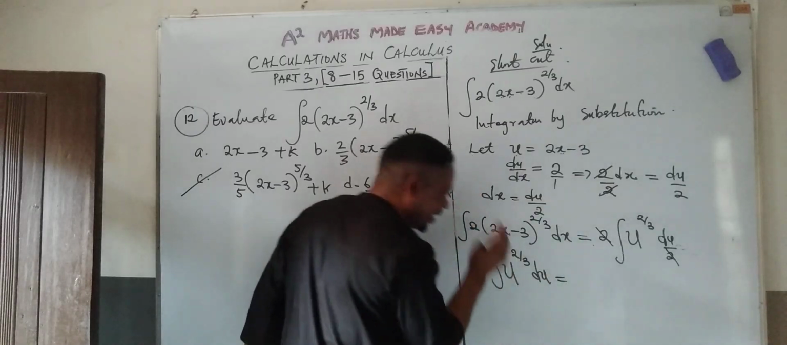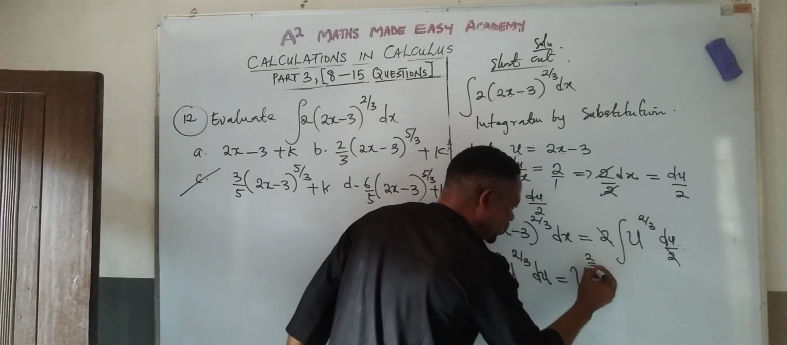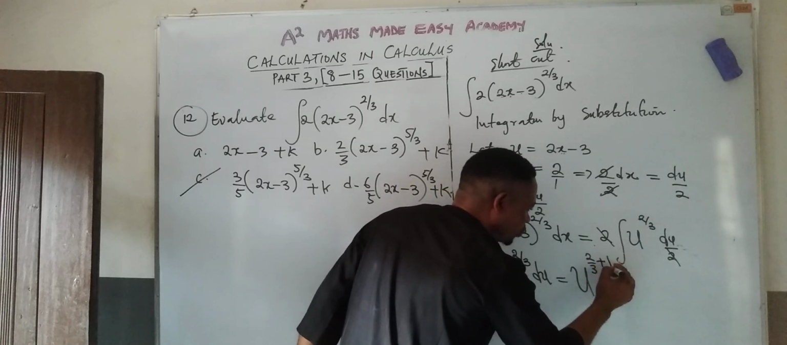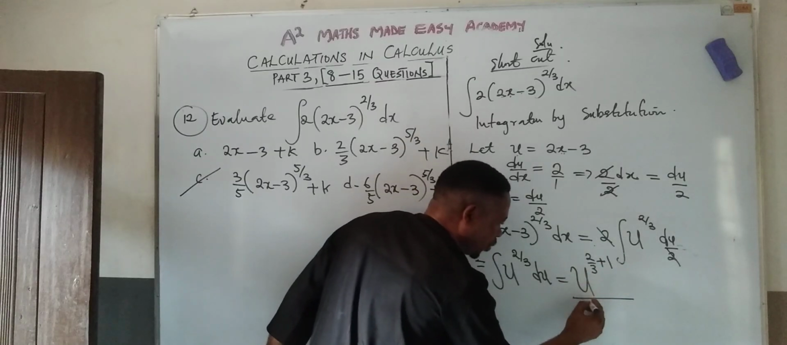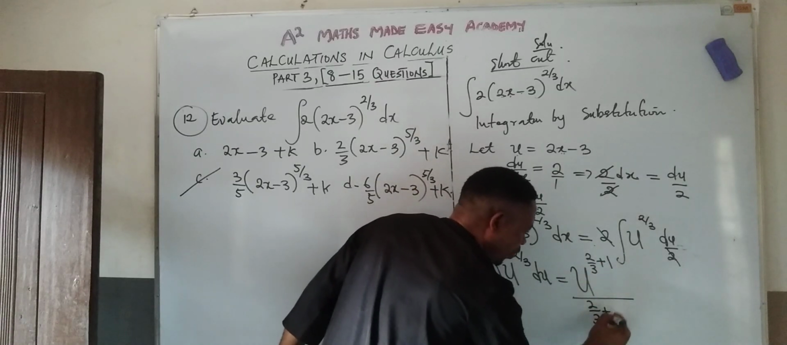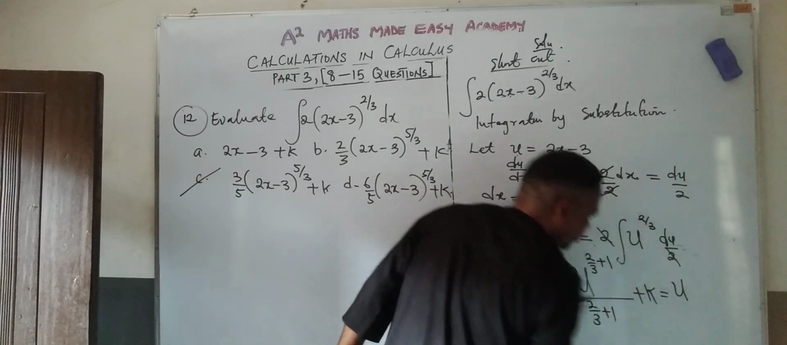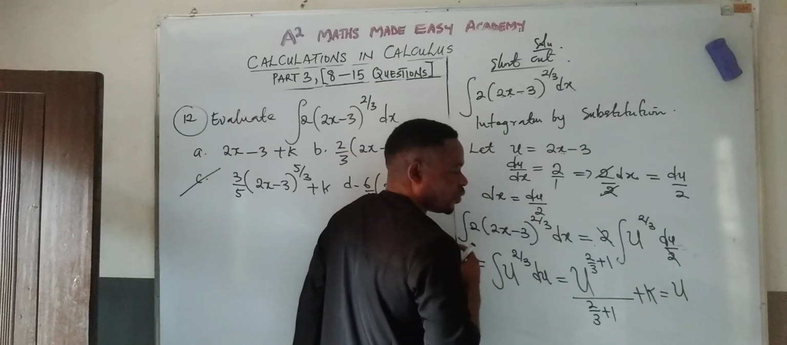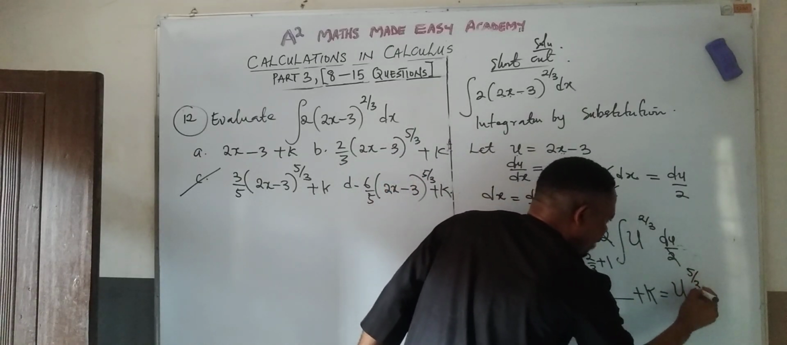Can we integrate again? Repeat the question. U raised to power 2 over 3. Integration says put plus 1, then overwrite. Repeat the power down to the denominator, 2 over 3 plus 1. Finally put plus K. If you continue, you have u. 3 times 1 will give you 3. Then it becomes 2 plus 3, which is 5 over 3.